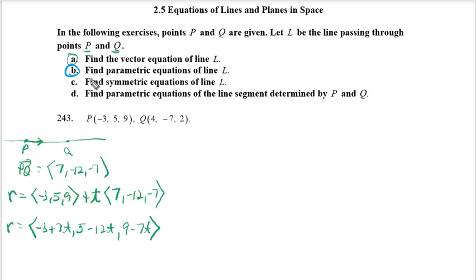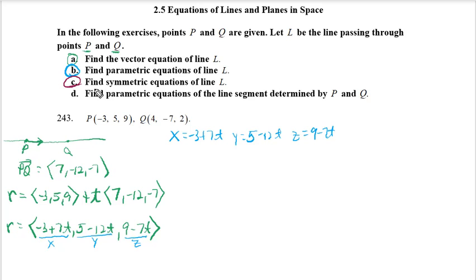Now, the cool thing about what we just did in this last step is that we can now write the parametric equation, because you can see here is our x, y, and z. So the parametric equation would look like this. We'd have x equals negative 3 plus 7t, y equals 5 minus 12t, and z equals 9 minus 7t. That was easy enough.